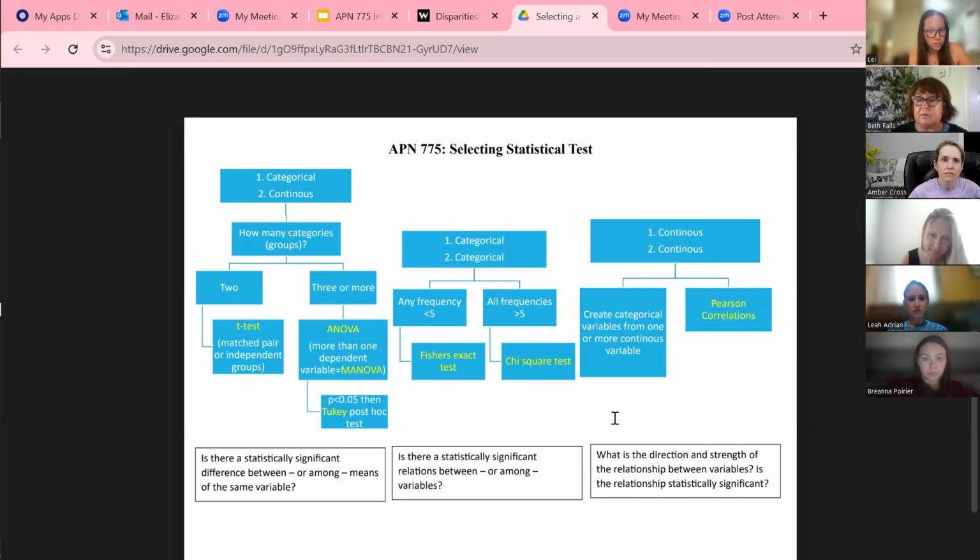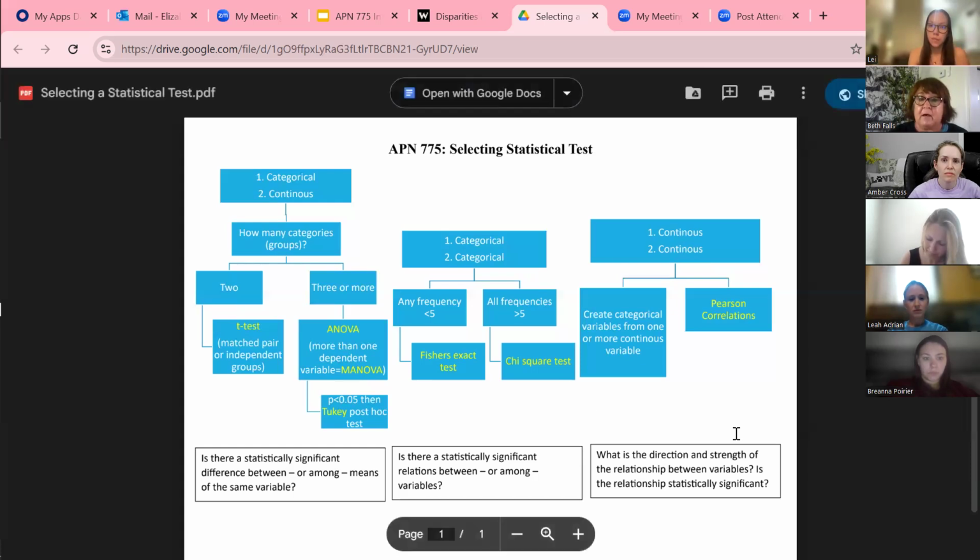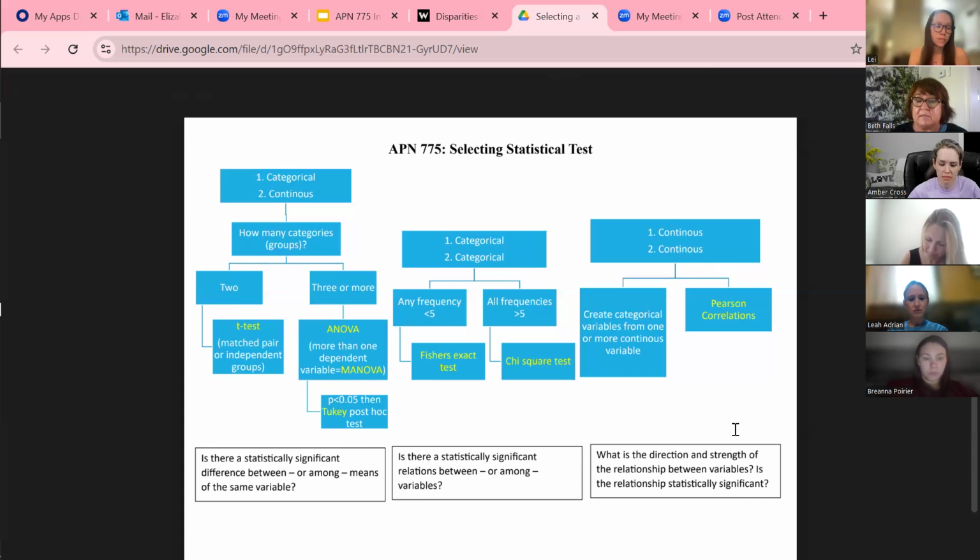What do you want to know? Is this related to this? Or is there a difference in the mean of this among these groups? Put it in your own words and then figure out what would be the best way to do that. So remind me, Hannah, what your independent variable is. Yes, my independent variable is SNAP participation, and then I have 2 nutrient dependent variables, so 2 different nutrients.